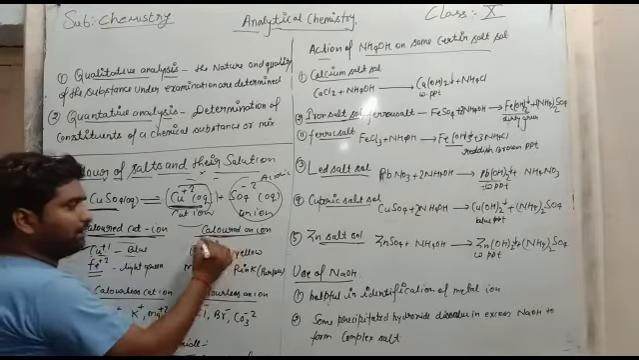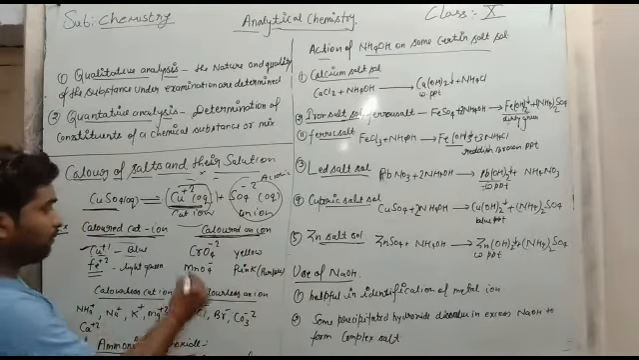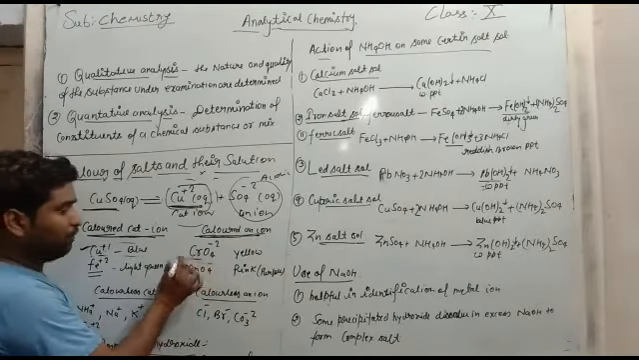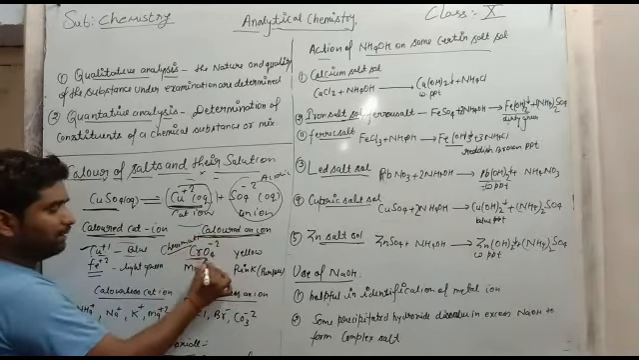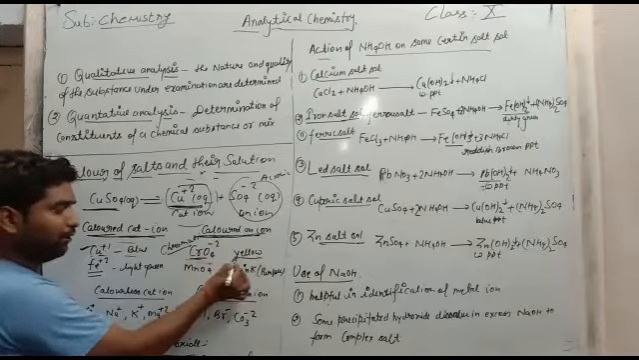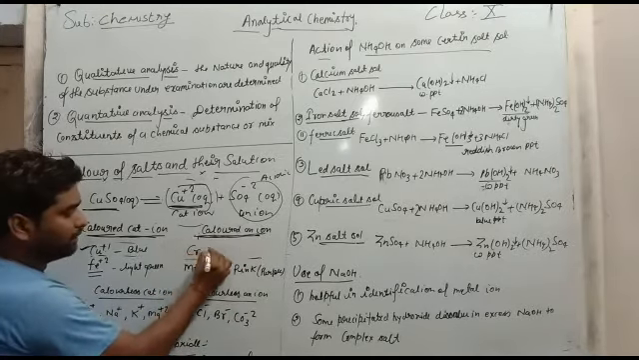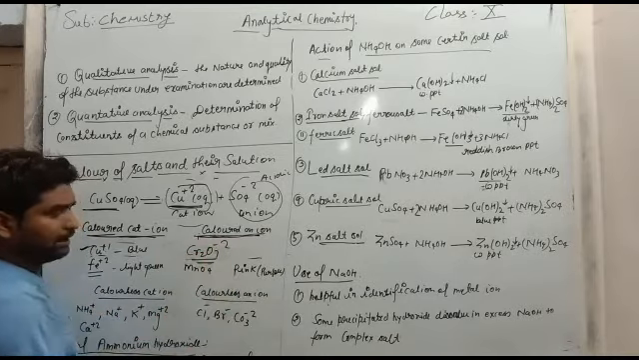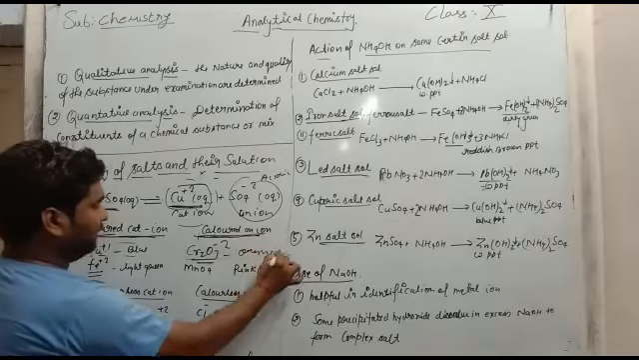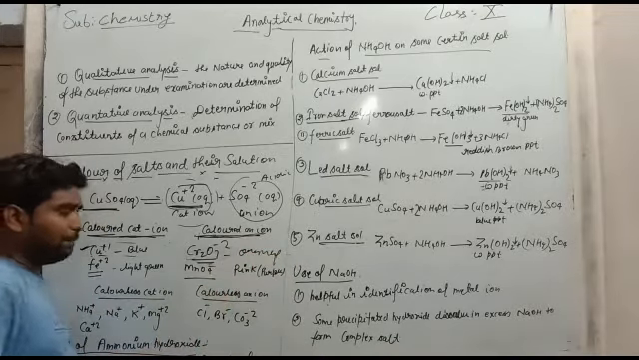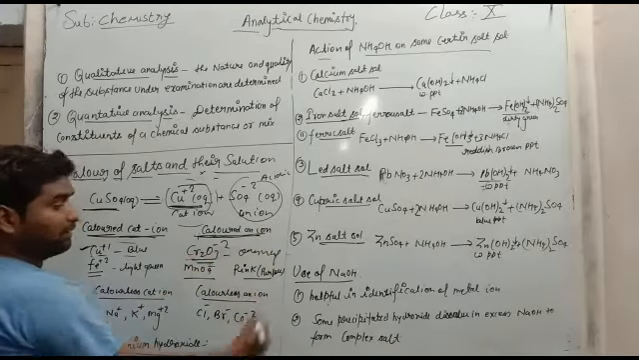Now some colored anions. Colored anions like this chromate ion. What is the name of this ion? Chromate. In chromate ion, the color of the solution is yellow. If dichromate, Cr2O7 minus 2, that is known as the dichromate ion. The color of dichromate is orange. Like this, that is known as the permanganate ion. The aqueous solution of permanganate gives a purple or pink color.